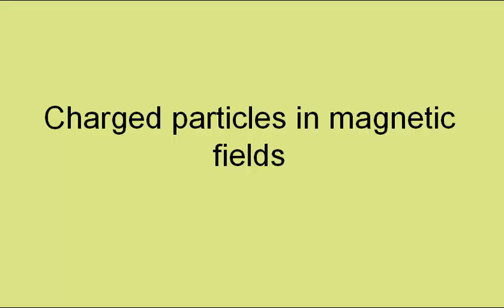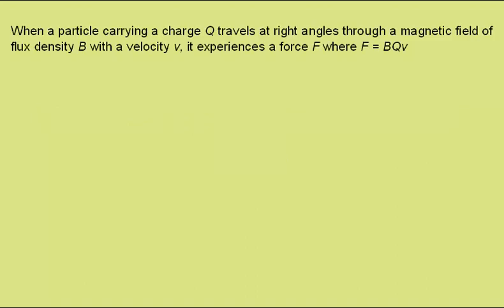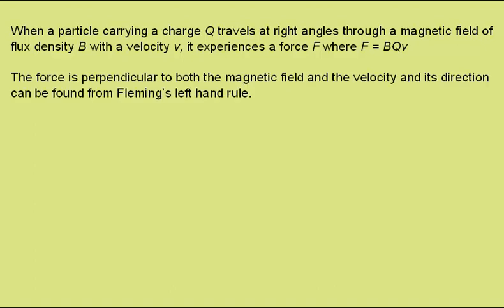Charged particles in magnetic fields. When a particle carrying a charge q travels at right angles through a magnetic field of flux density B with a velocity v, it experiences a force F, where F is given by BQV. The force is perpendicular to both the magnetic field and the velocity, and its direction can be found from Fleming's left-hand rule.